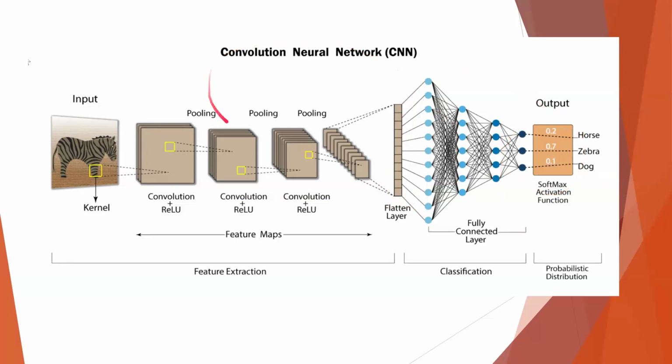Now, this entire CNN, if you pay careful attention, is divided into two things. One is feature extraction, and the other is classification. So I will touch first on what classification is, and then I will talk a little bit about what feature extraction is.